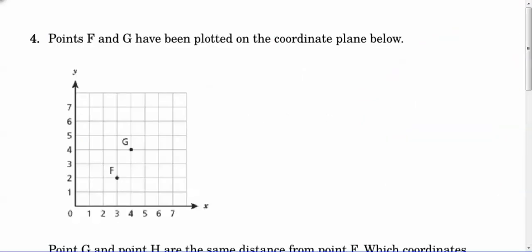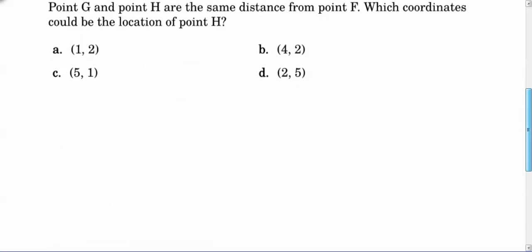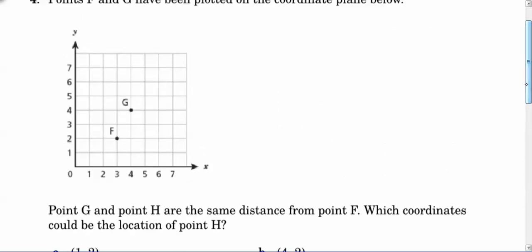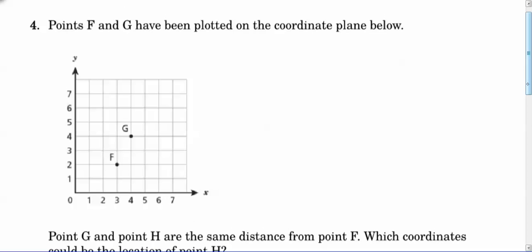All right, so we have one more question. I know I'm over time, but we'll get this done. This one's a really easy one. All right, so it says points F and G have been plotted on the coordinate plane below. And again, it's really difficult to see, I apologize. Point G and point H are the same distance from point F. So we don't see H on here, but we know point F.